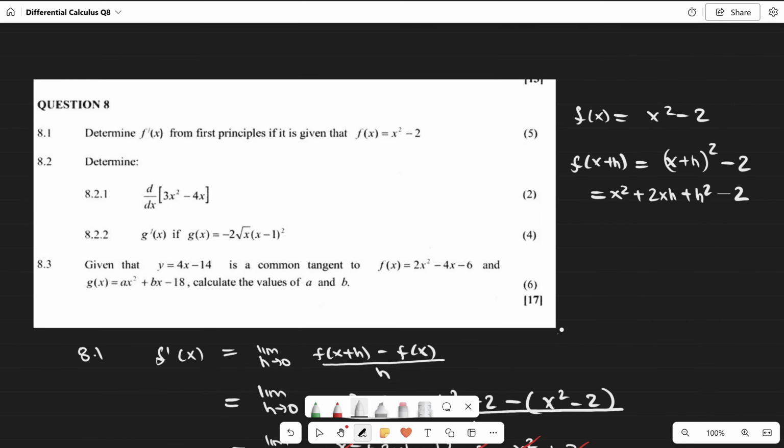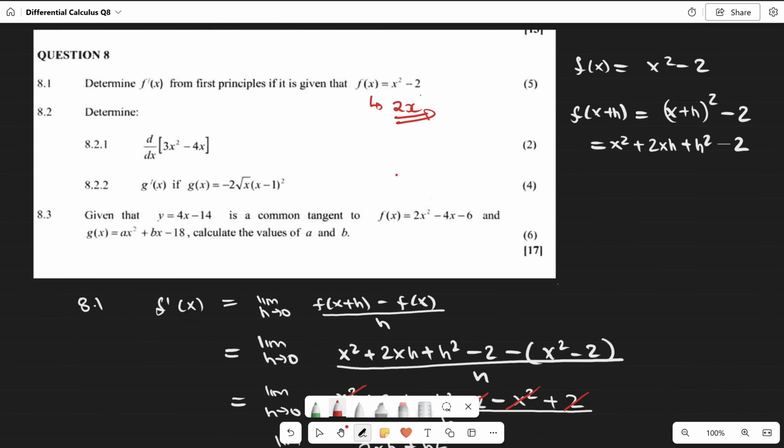As we can see, if you try to use the power rule here, we bring down the exponent and subtract 1 from the exponent. 2 minus 1 is just 1, which we don't have to write. It's just 2x. The derivative of a constant, which is negative 2, is just 0. So there we have it. That would be 2x. So it confirms that our answer is correct.